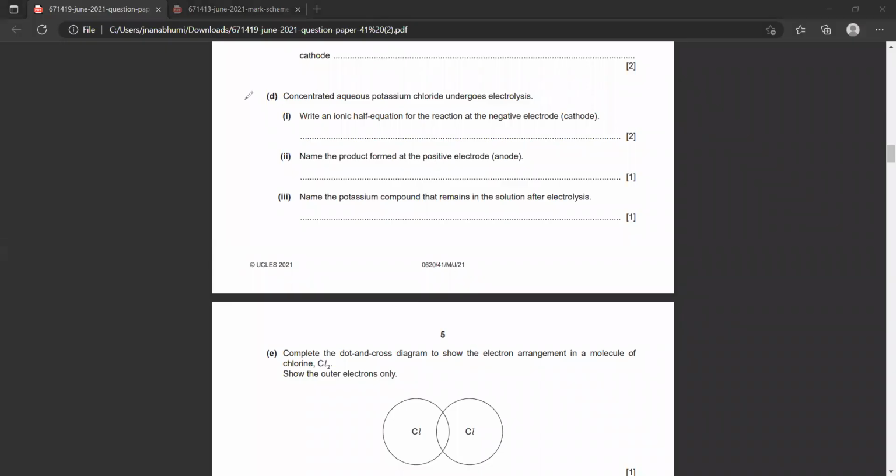Next question is D. Concentrated aqueous potassium chloride undergoes electrolysis. Write an ionic half reaction for the negative electrode. This is the cathode, of negative charge, so it will attract positive. So H plus and electron form hydrogen gas. 2 hydrogen is there, so 2 and 2. Hydrogen gas will be forming on the left hand side.